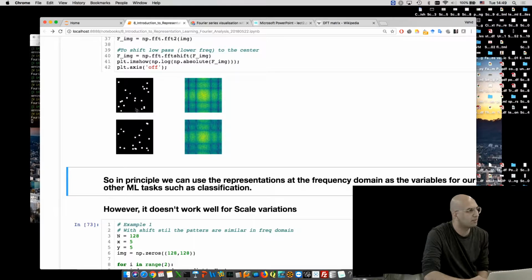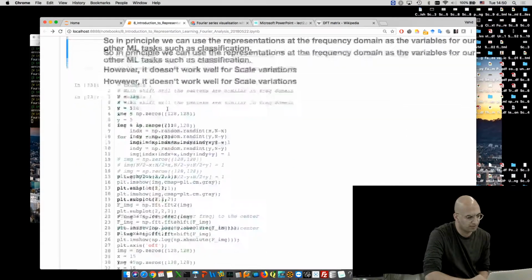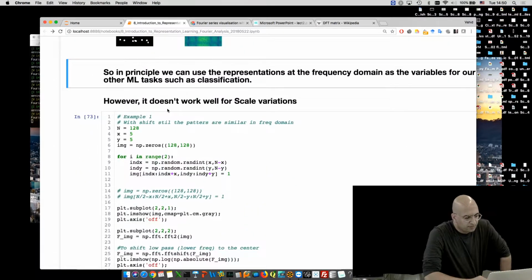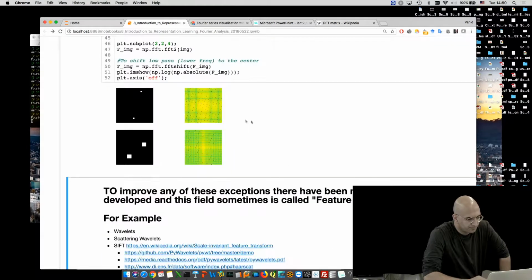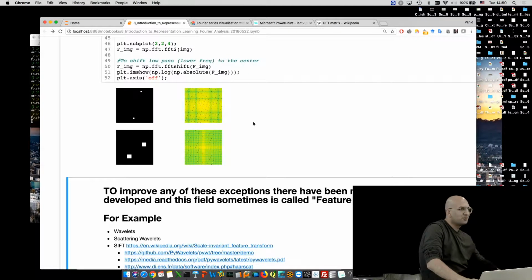Imagine if you want to compare these points together, if you want to see if they are from the same distribution or not, or same particles or not. If you compare them pixel by pixel, there is no way. You need to go to the frequency domain, and then you see they're more or less the same thing. However, it doesn't work for scale invariance, which is obvious. So this will be an introduction for why we need to use other methods.